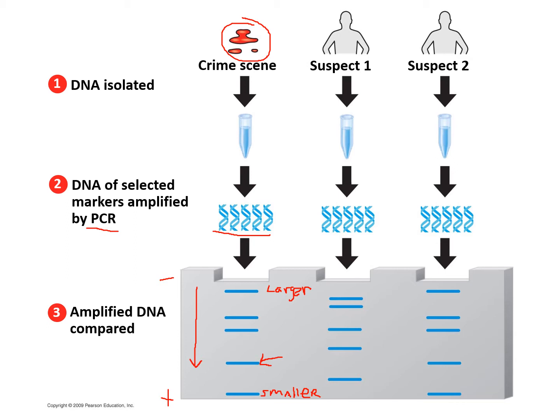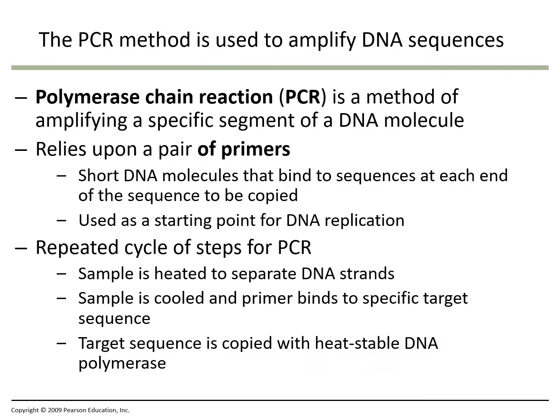So here we show the crime scene DNA being run, suspect 1 being run, and suspect 2 being run. And then if you compare the bands, all the bands have to match in order for there to be a match. So there is a match here, showing a complete match with suspect number 2 with the crime scene. So he had to be present at the crime scene.